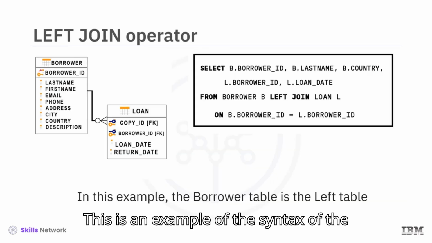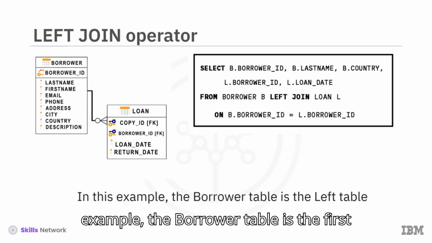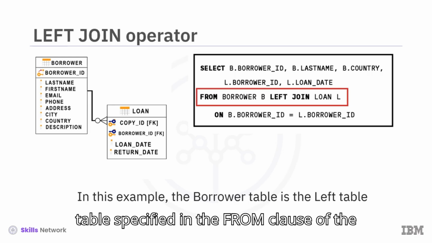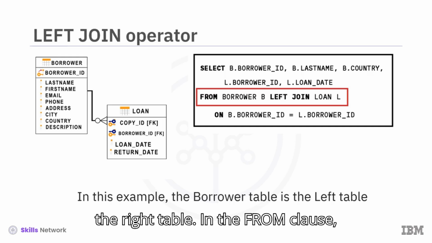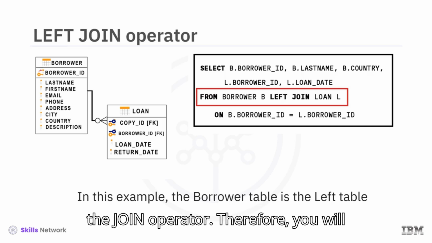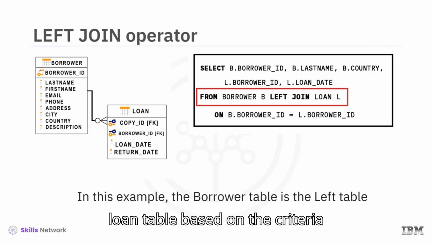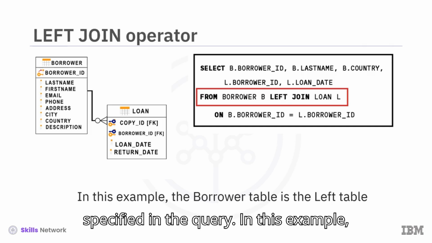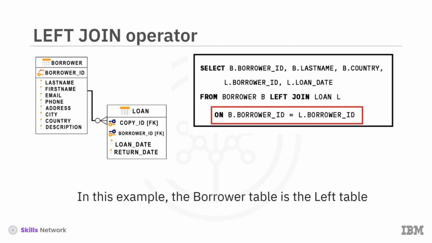This is an example of the syntax of the select statement for a left join. In this example, the borrower table is the first table specified in the from clause of the select statement. So the borrower table is the left table and the loan table is the right table. In the from clause, borrower is listed on the left side of the join operator. Therefore, you will select all rows from the borrower table and combine them with the contents of the loan table based on the criteria specified in the query. In this example, the criteria is the borrower ID column.